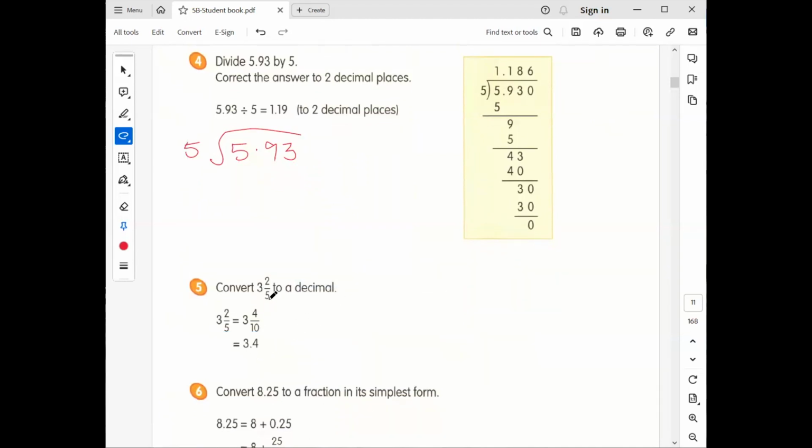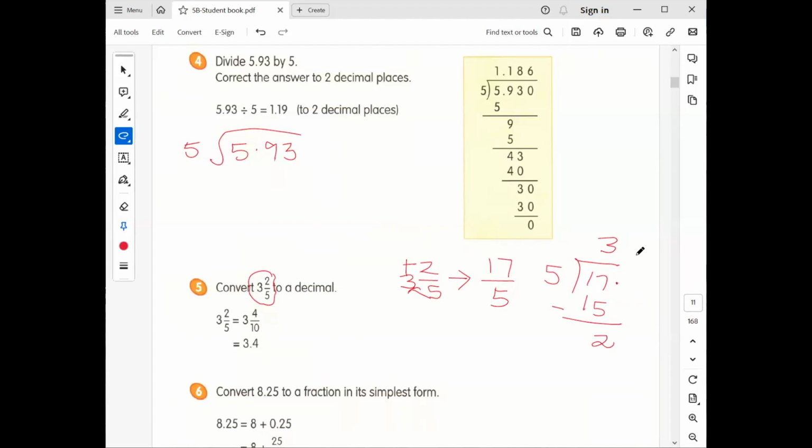Okay, here, converting this fraction into decimal. 3 and 2 by 5. Now, first of all, we need to make it into an improper fraction, which is 5 times 3, 15, plus 2, 17. We got 17 over 5. Now we are going to divide 17 by 5. So 5 times 3 is 15, right? And then 7 take away 5 is 2.